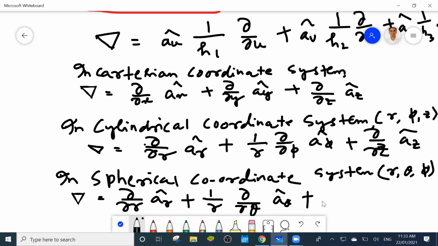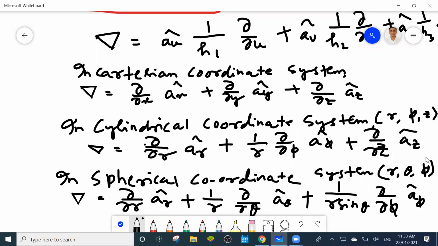Plus, what is the h3 value? 1 by r sin theta, del by del phi, a_phi cap. So you practice these things, then only it will be easier.